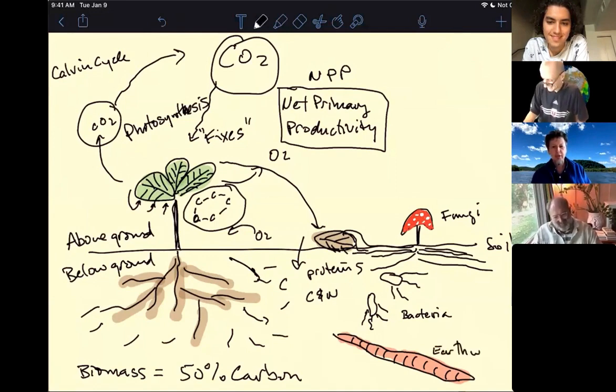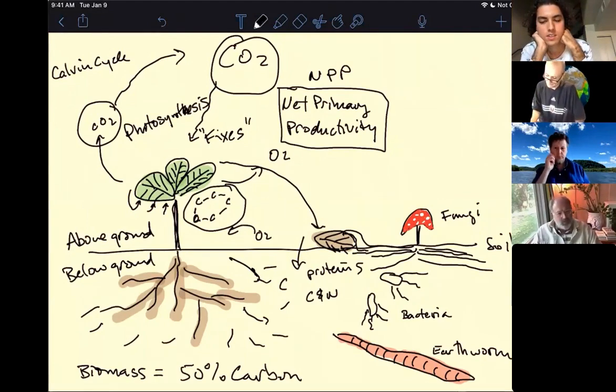So you've got a question about whether roots produce oxygen. Yes, there is oxygen diffusing out of the roots, but there's also CO2 diffusing out of the roots as well. So anywhere that there's respiration going on, you're losing both those gases.